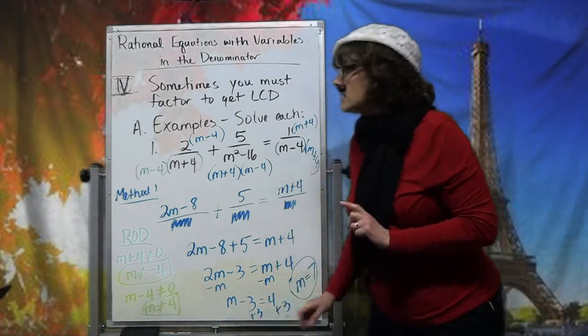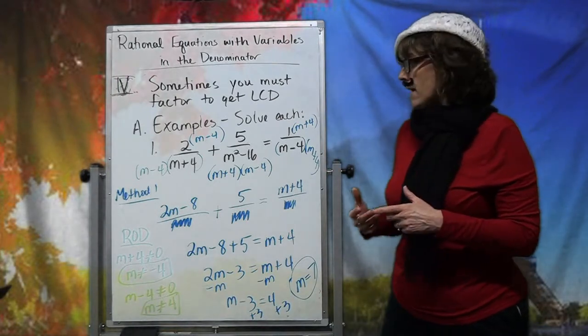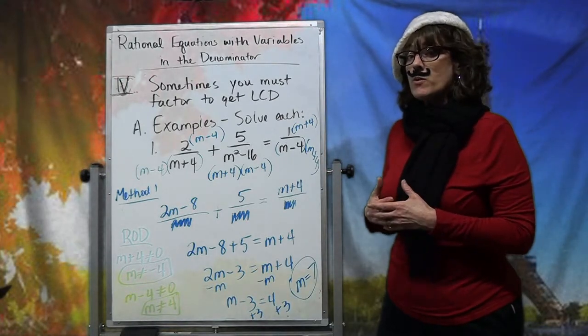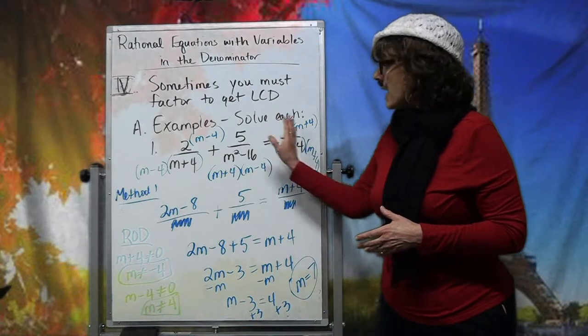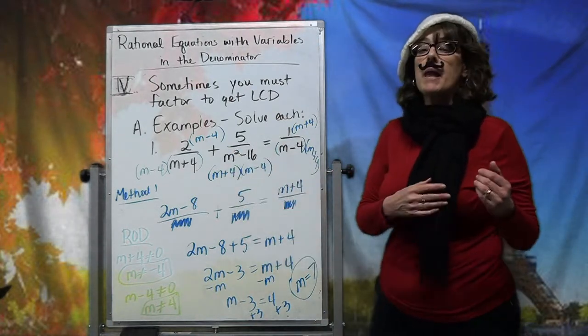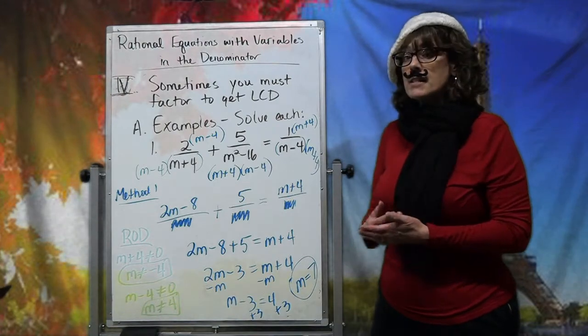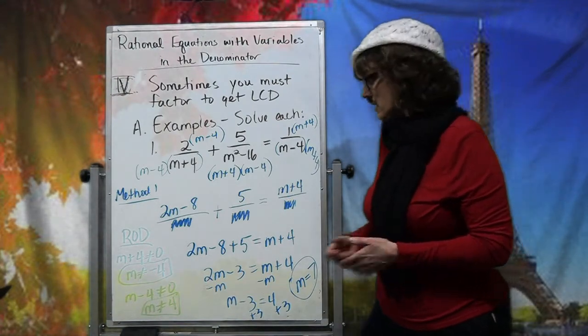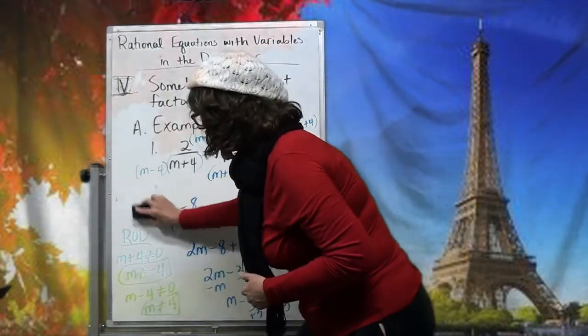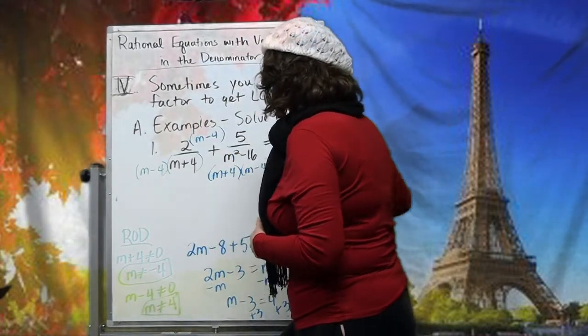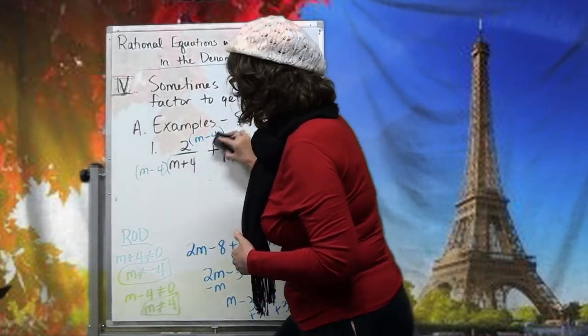Now, let's take a look at that second method. The second method, remember, it said that I'm going to take this equation, I'm going to multiply everything by that LCD. Literally every single term will get multiplied by the LCD. So let's get this out of here so that I can show you how that one works.